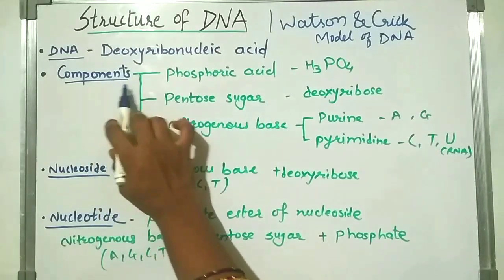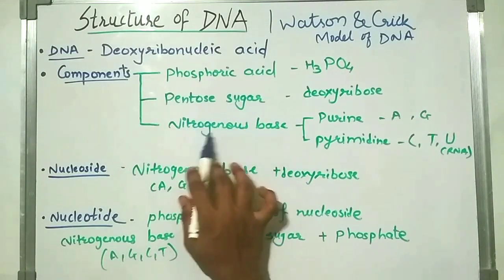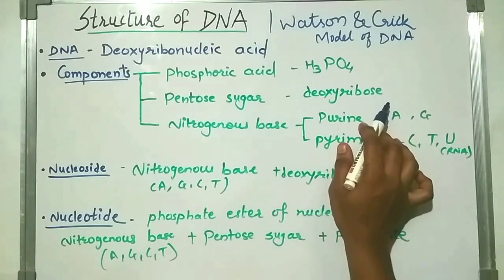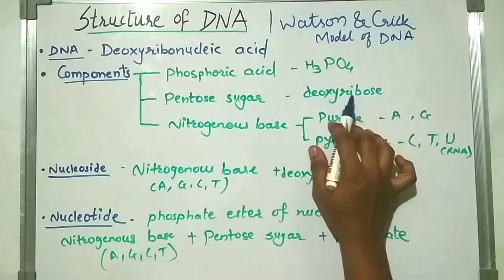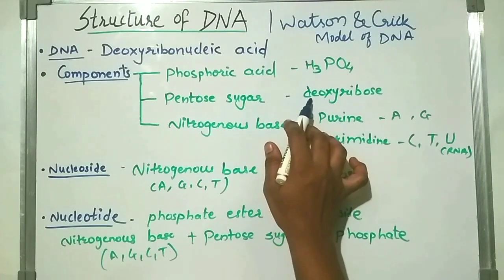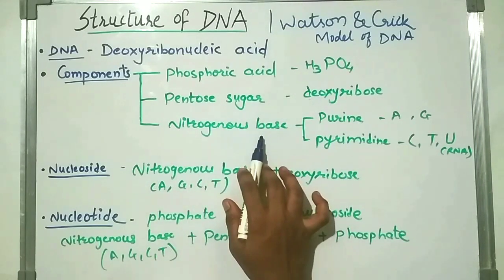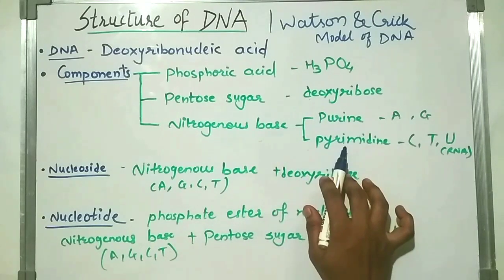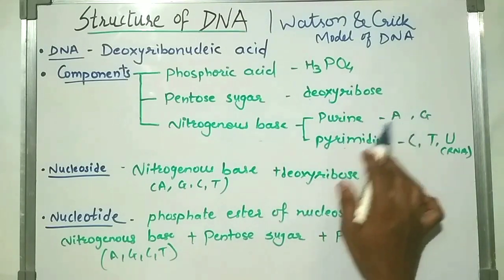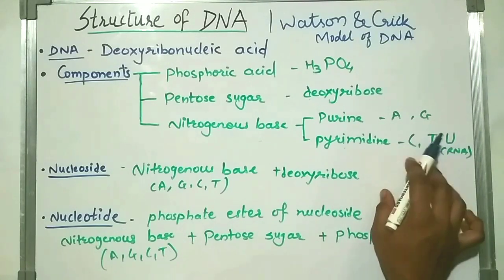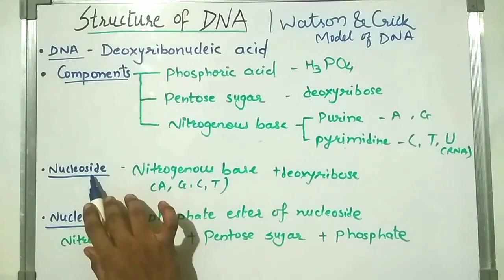The components of DNA are phosphoric acid, pentose sugar, and nitrogenous base. Phosphoric acid is H3PO4, and the pentose sugar is deoxyribose. At the second position of ribose, oxygen is removed. That's why it is called deoxyribose, 2-deoxyribose. Then the nitrogenous bases are purine and pyrimidine. Purine contains adenine and guanine. Pyrimidine contains cytosine and thymine; uracil is in RNA, not in DNA. The third one is nucleoside.